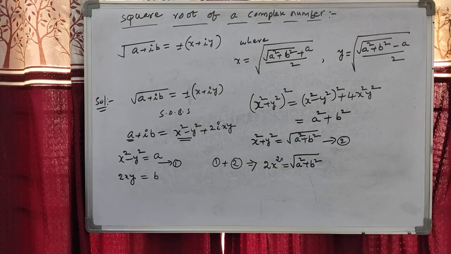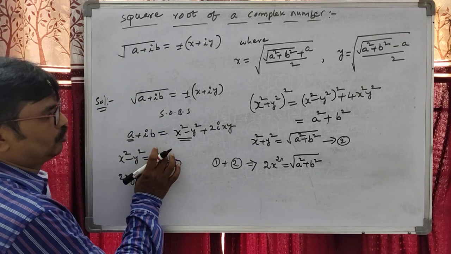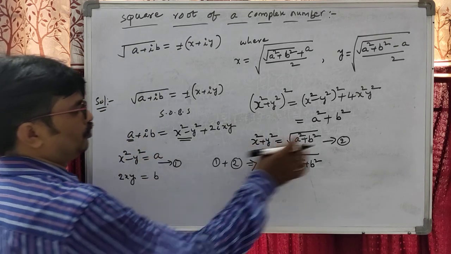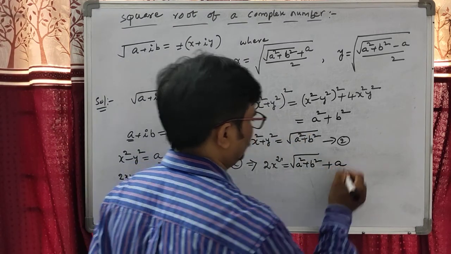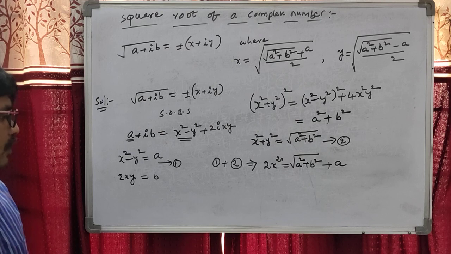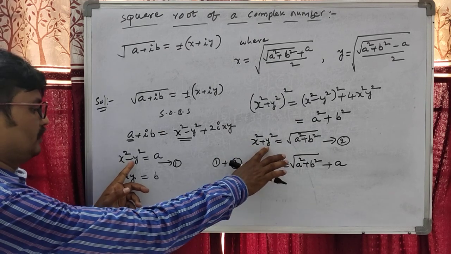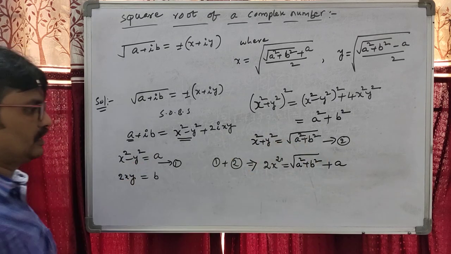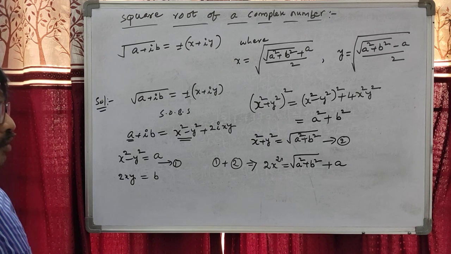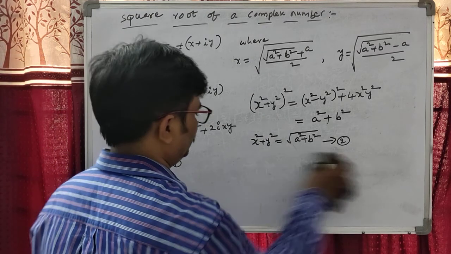Okay students, so when you observe, it is the root of a square plus b square plus a. Are you understanding, students? Adding 1 plus 2, x square plus x square is 2x square, and y square minus y square cancels. This is the root of a square plus b square plus a. Okay students? So therefore, what do we get here? Just one minute, students.